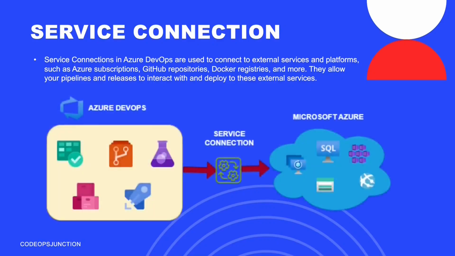So this is how we are going to create a service connection between our Azure DevOps and Microsoft Azure. You can see in the diagram, on the left side we have Azure DevOps and on the right side we have Microsoft Azure, and in between there is the service connection, which is a communication bridge between Azure DevOps and Microsoft Azure, so that Azure DevOps can communicate with Microsoft Azure. So we will see the service connection in action right now.